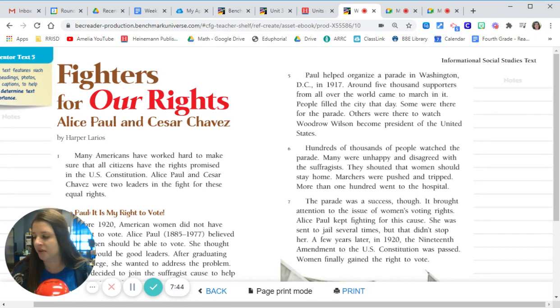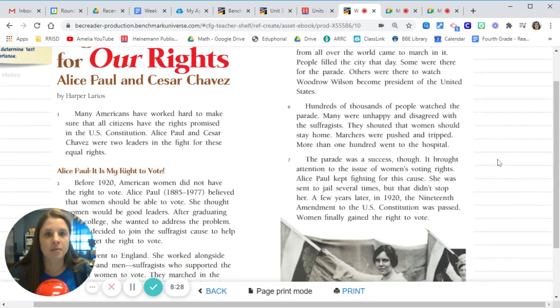Okay, so let's think about what the author is teaching us so far. Following our character, our person that this informational text is about, we know that she believed that everybody should have the right to vote, that women should have the right to vote. She thought that they could be great leaders, and she wanted to address that problem. So she knew that there was a problem, and so she's trying to solve it. So let's look at the solution that she's coming up with. So she's organizing a parade, and it's when Woodrow Wilson is about to become president. So there's lots of people there. So let's keep following that storyline and see what else we learn.